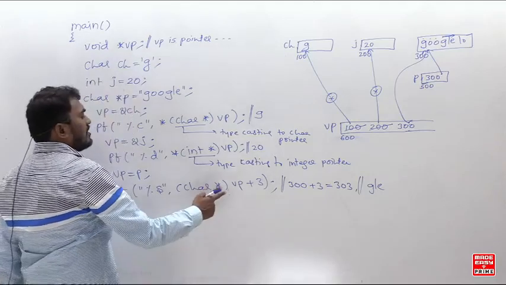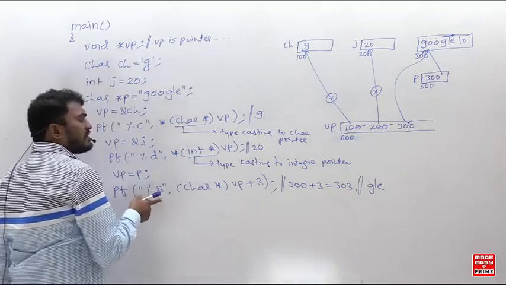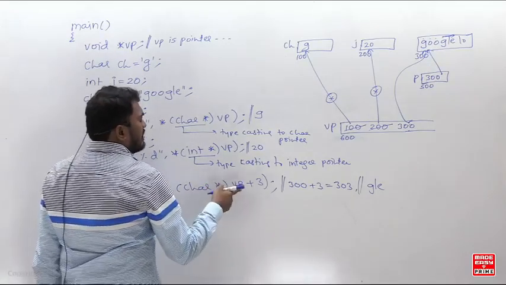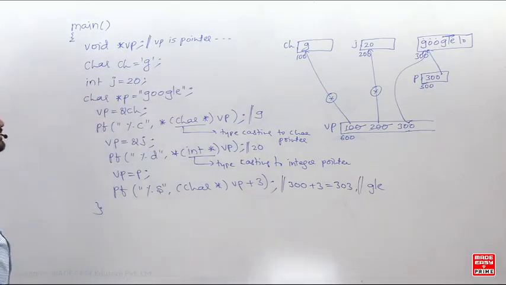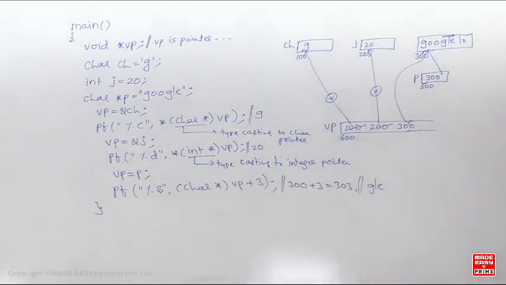And somebody is asking, sir, there is no star here. Why is star required? Because percentage s requires a base address. Percentage s is expecting a base address, so you are giving the base address only, right? So that is the output GLE. Is that clear for everyone? Did everyone understand? Copy all this, copy this one and this output.